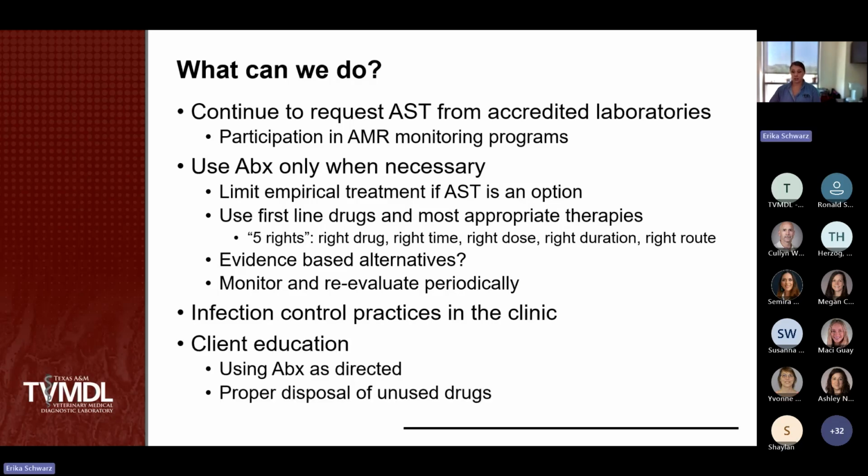And then client education. This is one of the most important things that you can do in your practice. Educate your clients about antimicrobial use and resistance and the overuse of antibiotics. Take the time to explain why this is so important to the future of medicine. Make sure they understand why following drug administration directions is so important. Also, something that's overlooked often is make sure to discuss proper disposal of antimicrobials to keep them out of the environment.